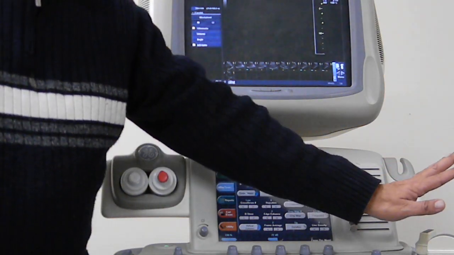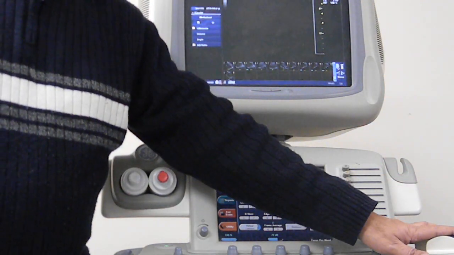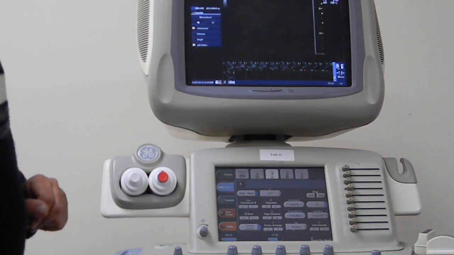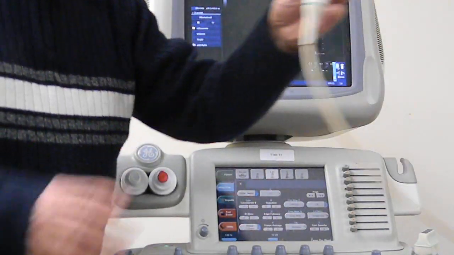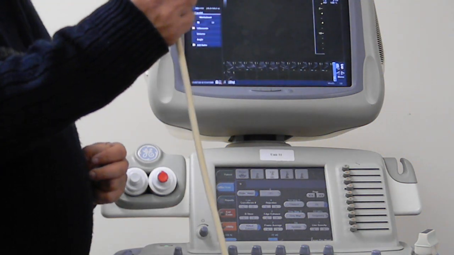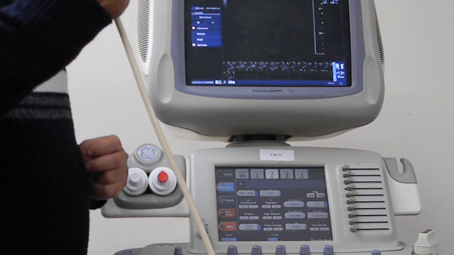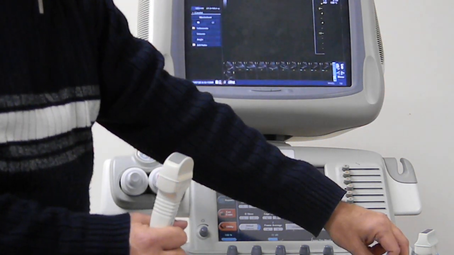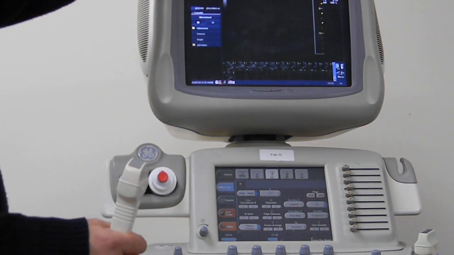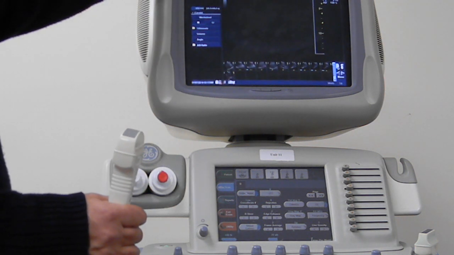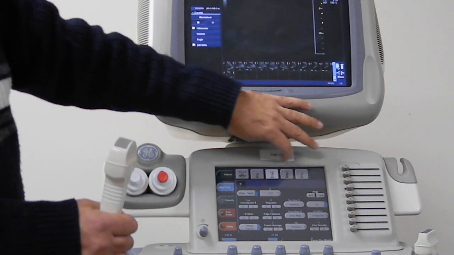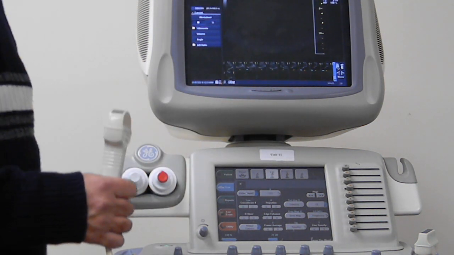Okay, so right now we have two transducers attached to the system. Right now, this is a transducer that is active. Now how do I know that? If you look here at the shape. Even if you didn't have this, you should be able to tell from here which transducer will be active.